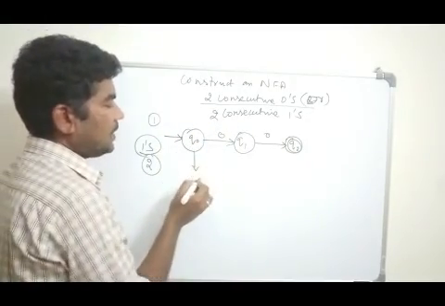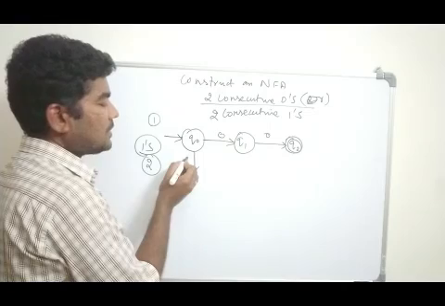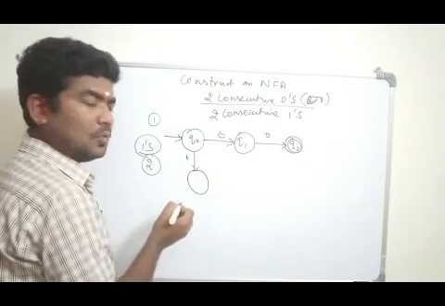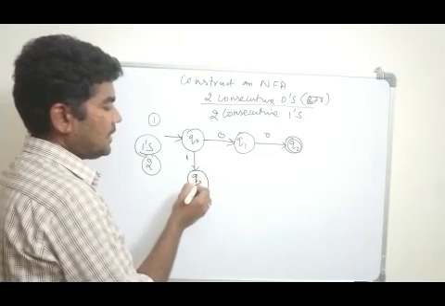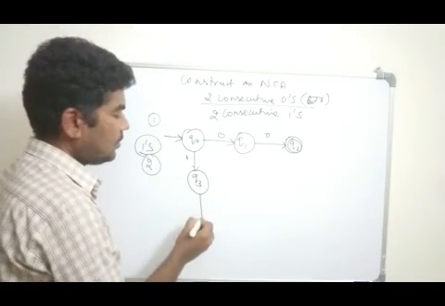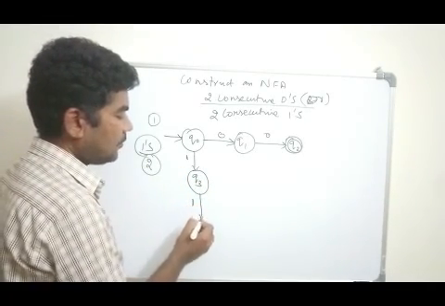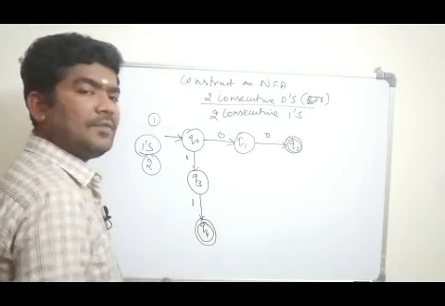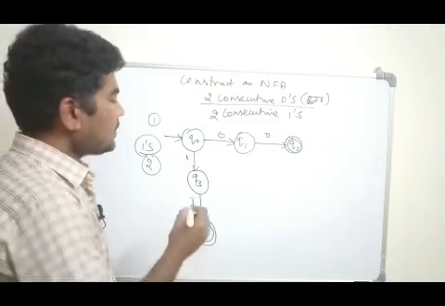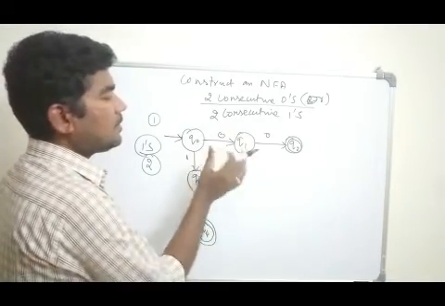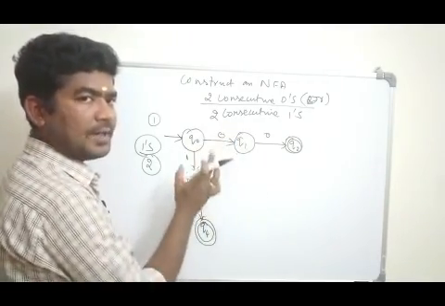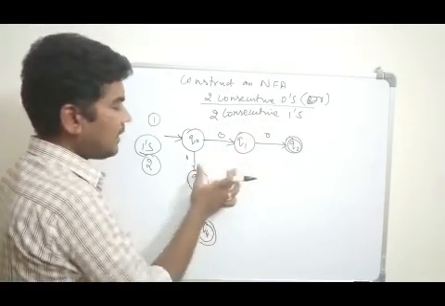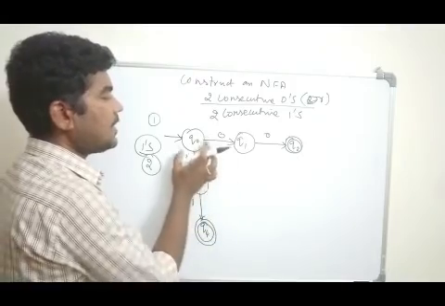First we have 1 here and it goes to Q3. Again it takes an input of 1 and goes to Q4. This will be the final state now. So we have constructed two diagrams and joined them: first the two consecutive zeros diagram, then the two consecutive ones, joined at this initial state.